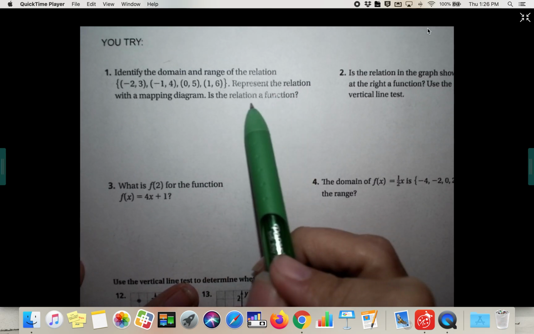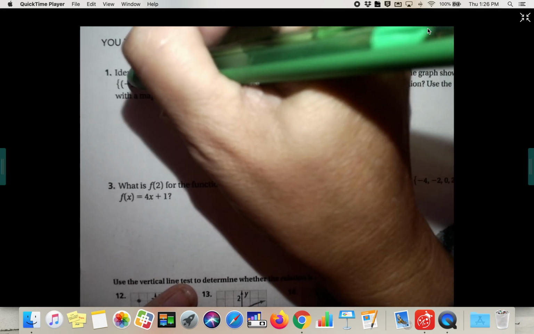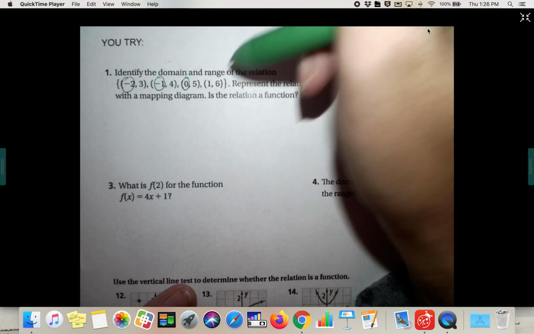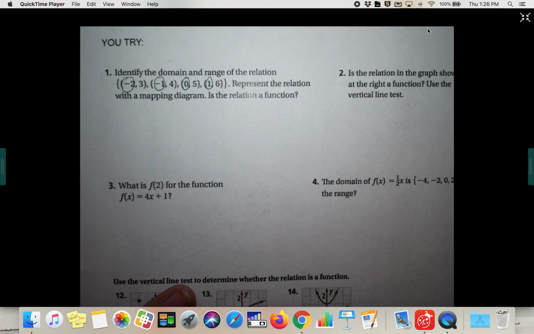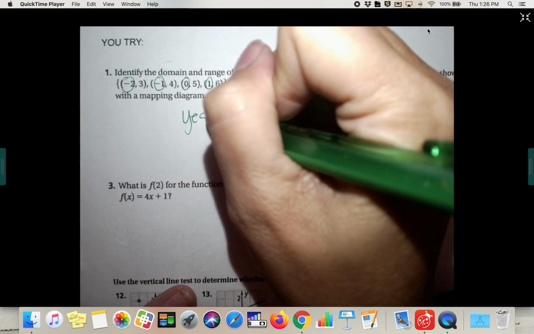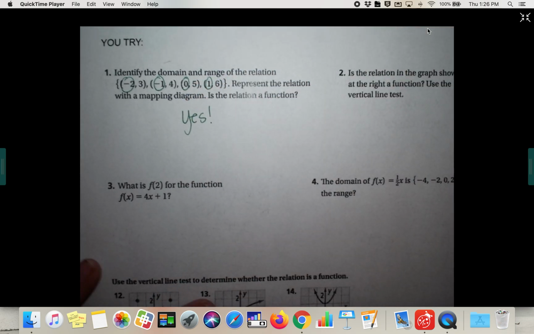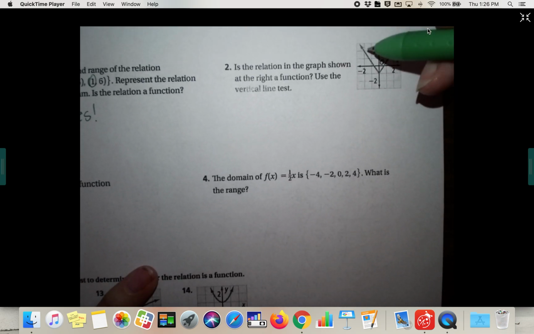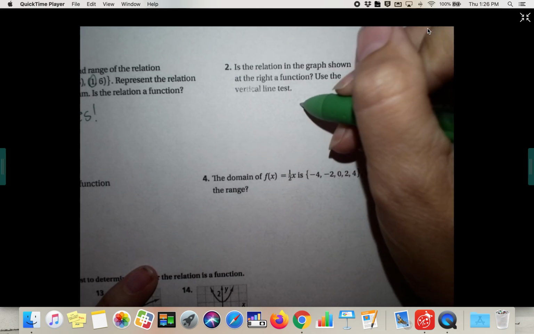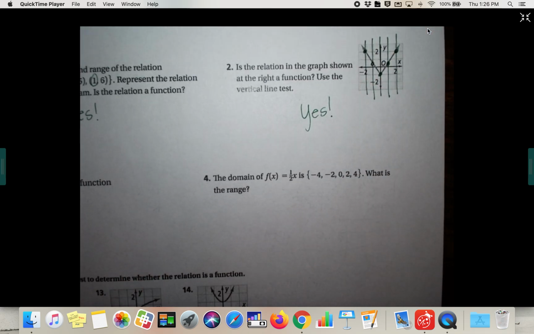Okay, is it a function? I would just be looking at the domain. Negative 2, -1, 0, and 1. All the domains are different. Therefore, yes, this is a function. Number 2, give it a vertical line test. Everywhere you go vertically, our graph only hits it in exactly one spot. So this is also a function.